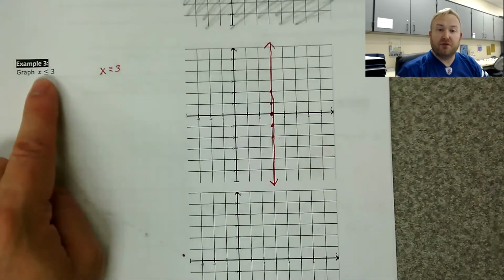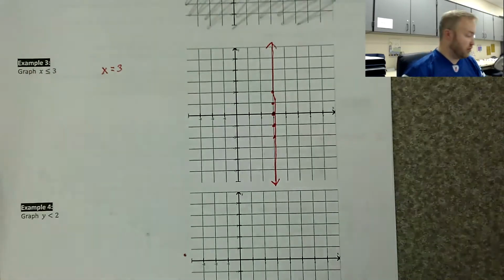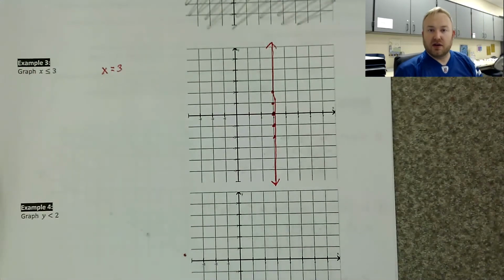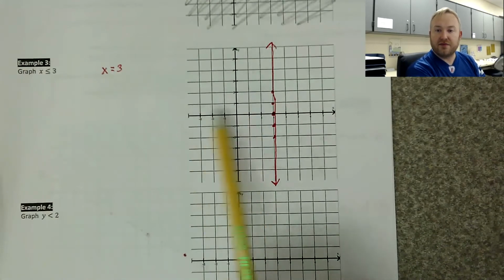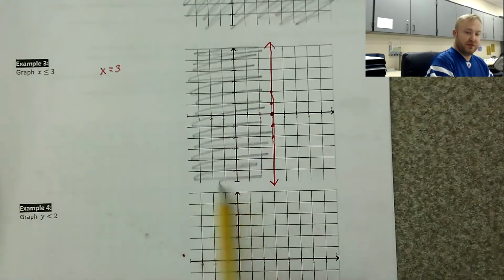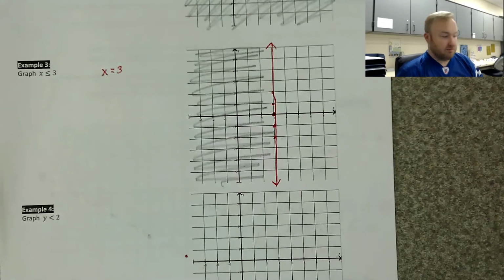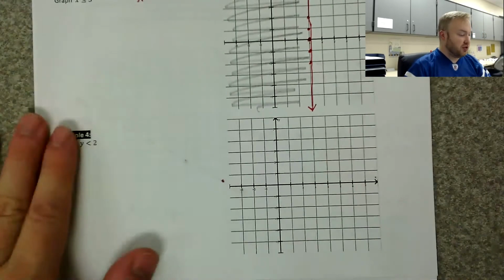We want to graph every point that has an x-coordinate that is less than 3. Now, all the x-coordinates that are less than 3, they're all over here to the left of this line. And so we are just going to shade everything to the left of that line. There we go. Okay, next one is y is greater than 2.